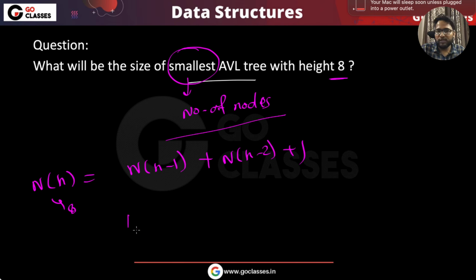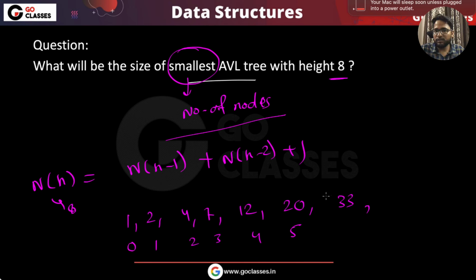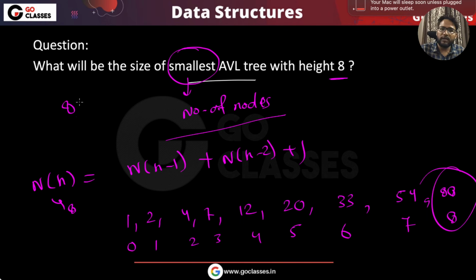So you know the series, I think 1, 2, 4, 7 and then 12 and then 20, right? This is 0, 1, 2, 3, 4, 5, and then you can keep on adding 6, and then you can just add these two, which is 54, 88, like that, right? 6, 7, 8. Okay, so I think 88 is the answer. 88 is the answer. So this is a GATE PYQ. I do not remember the year, but it is a GATE PYQ.